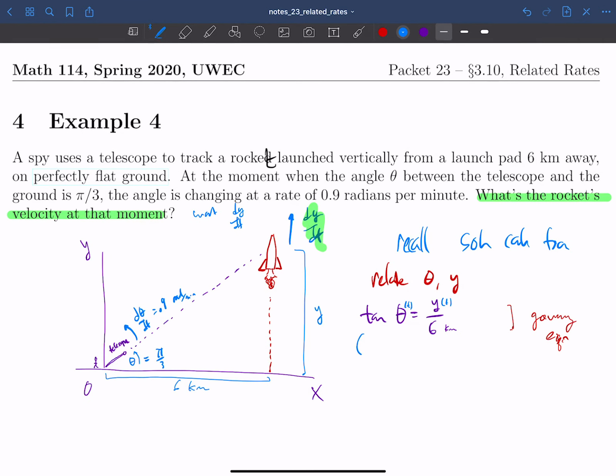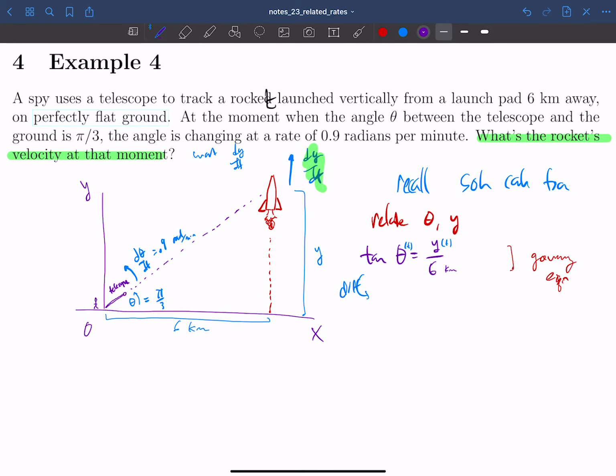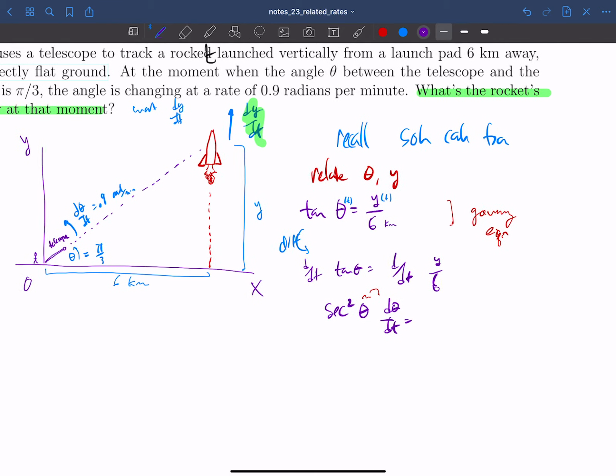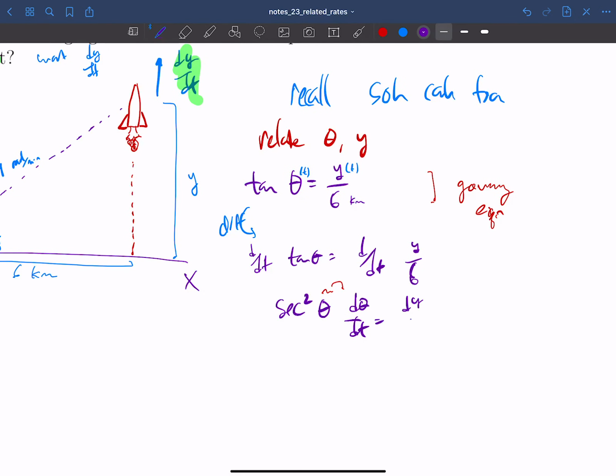So now I'm going to differentiate with respect to time. And now I need the derivative of tangent. I'll go ahead and write down that d/dt of tangent of theta is equal to d/dt of y over 6. That means that secant squared of theta, chain it out, times d theta/dt is equal to dy/dt over 6.